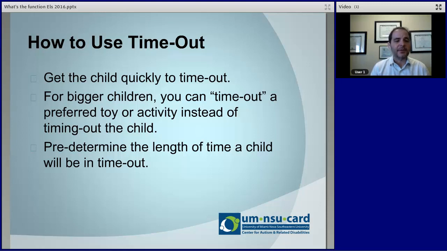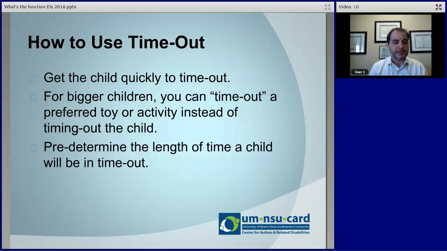So when we do timeout, we get the child there quickly. Again, this all sounds good when you're little, but what about bigger kids? For bigger kids, we can time out activities. We can time out the iPad, the TV, the basketball game, whatever it is, because we can't physically move them to timeout, and that's okay. And then you want to make sure that you have some predetermined amount of time that the child will be in timeout. Like I said, probably just a couple of minutes. Anything beyond that is probably not going to have any effect, or there are diminishing returns after that.